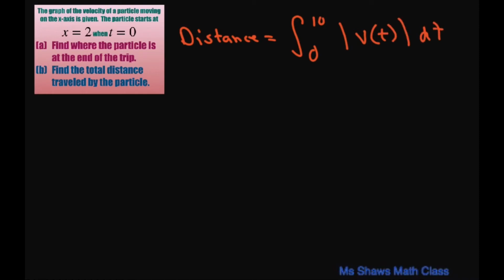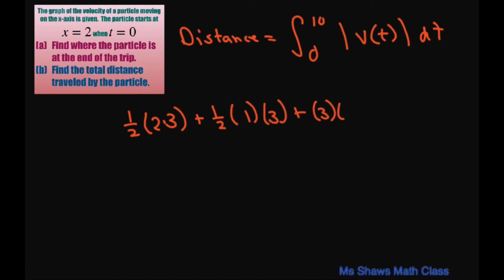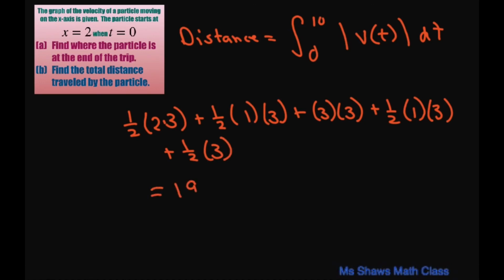From there, we're just going to do everything we did before and write all that out. So we have 1/2 times 2 times 3, plus 1/2 times 1 times 3, plus 3 times 3. Again, I'm just adding up the areas of the different geometric shapes, and then plus 1/2 times 3 times 3. Now this is going to give you 19.5.